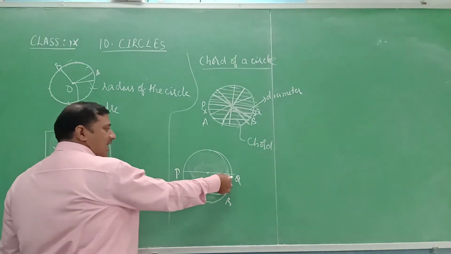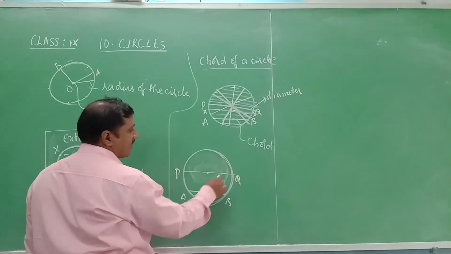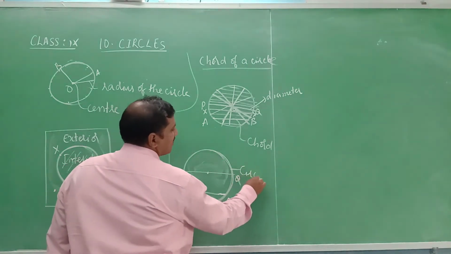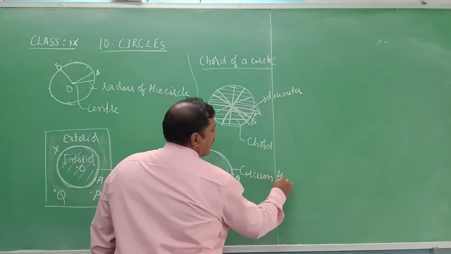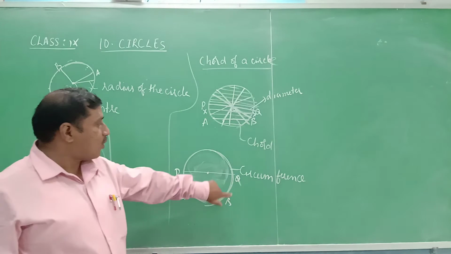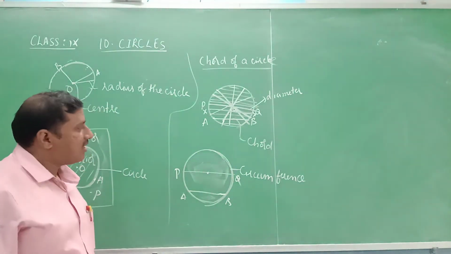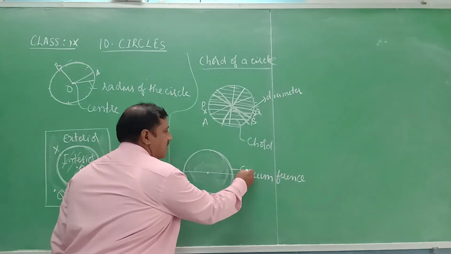Now, the total length of the boundary line of the circle is known as circumference of the circle. So what is circumference of the circle? The total boundary length of the circle is known as circumference of the circle.